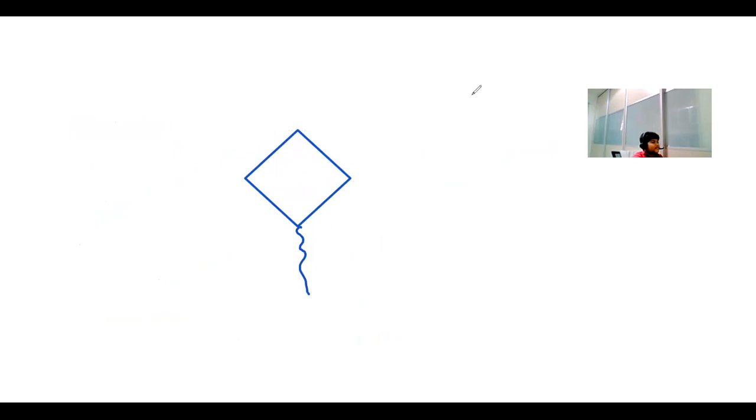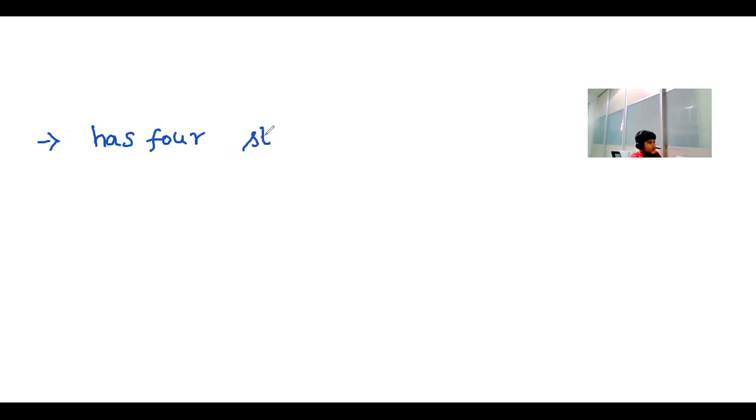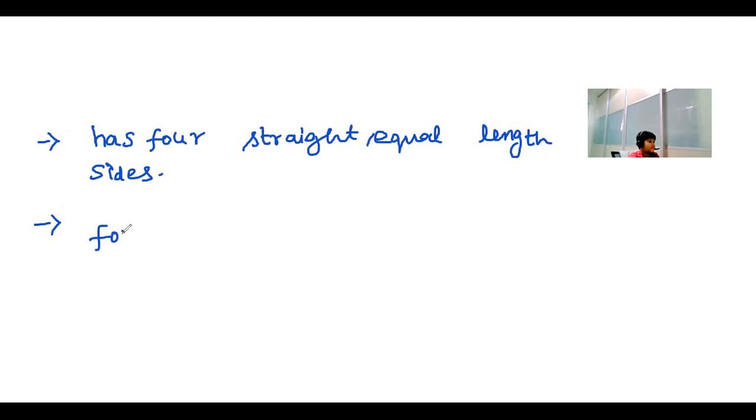So let me note down the properties of a rhombus. I want you to draw the rhombus and note down these things underneath. A rhombus has 4 straight, equal length sides. I hope my handwriting is clear. Yes, ma'am. And it has 4 vertices.